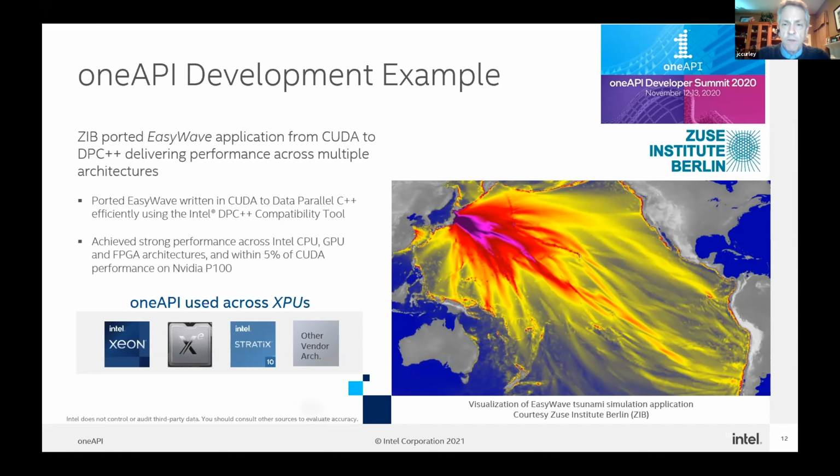They wanted to test out the tool chain, and the promise of portability is interesting, but did it actually work? For this code, using the compatibility tool, they were able to migrate from CUDA into data parallel C++, and then start to be able to run it on the CPU, on Intel's integrated GPU, and on our Stratix FPGAs.